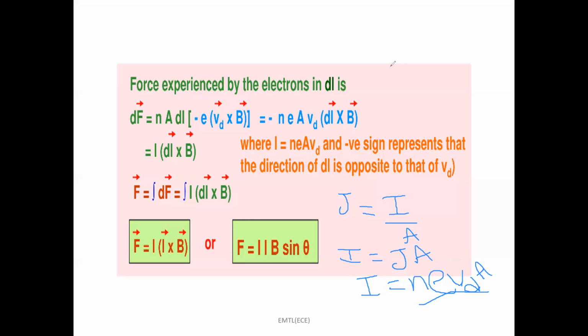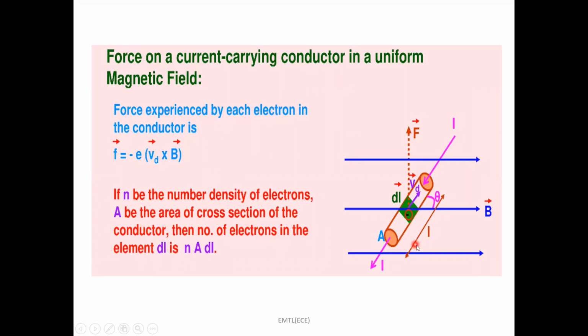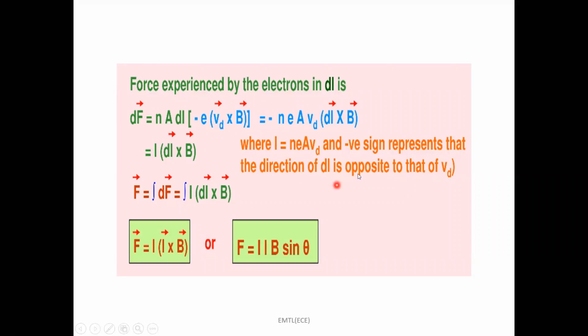And the negative sign here represents that the direction of dl is opposite to that of Vd. When you observe this figure, this is the direction of dl, and this is the direction of velocity. So the direction of dl is opposite to Vd. So automatically dF we can easily write as I dl cross B bar.